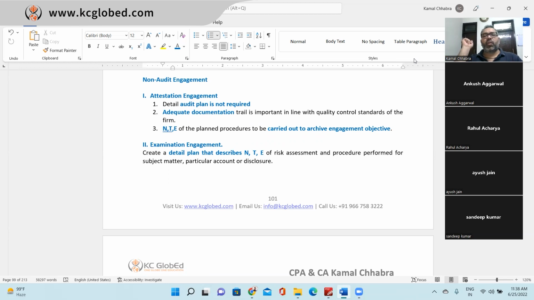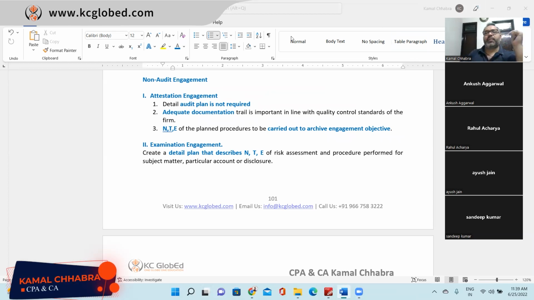Second is adequate documentation trail is important in line with the quality control standard. So you might have a firm quality control standard, right, in which you need to ensure who is the preparer of the audit work paper or attestation work paper and who is the reviewer, when somebody has prepared and when somebody has reviewed. Like in big consulting firms, they have internal software in which they have signing off of procedures electronically, right? But a small firm may not be that technologically advanced, right? So they might be using manual signing off for the preparer and reviewer, but that is mandatory as per the quality control standard.